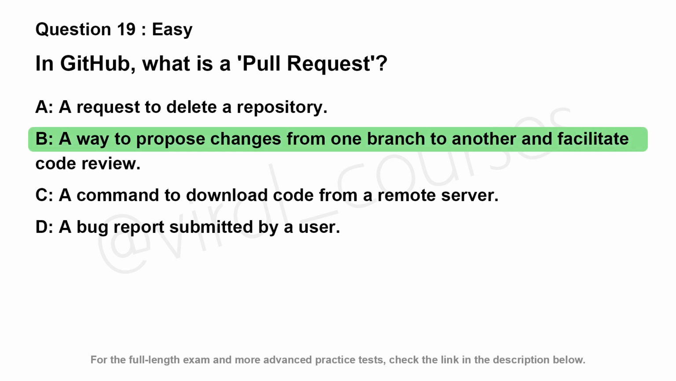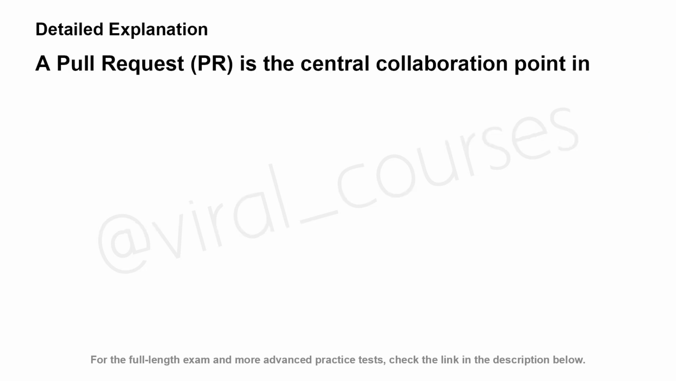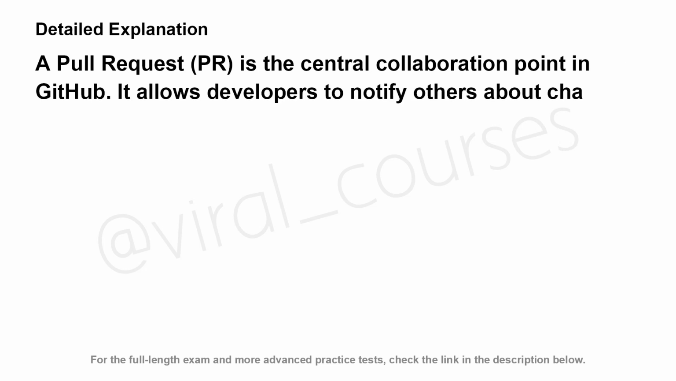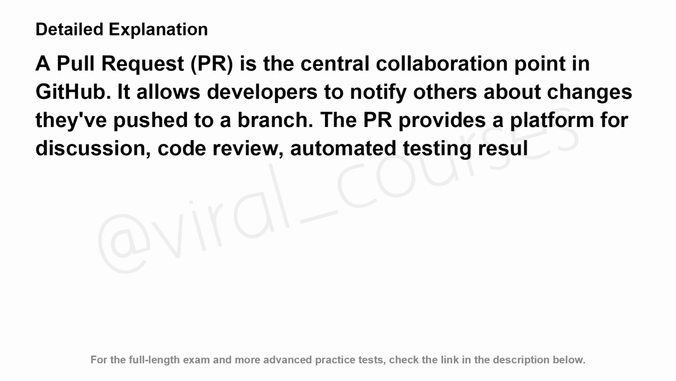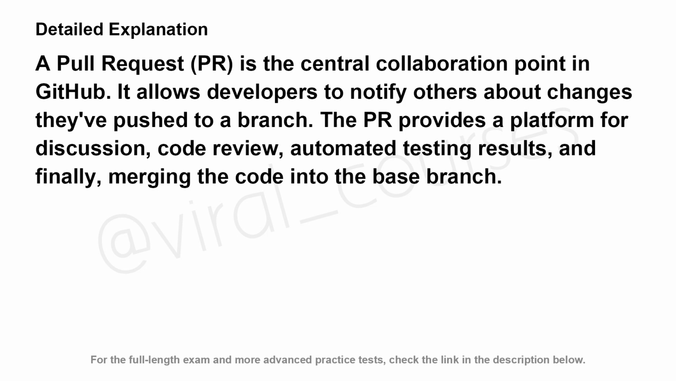The correct answer is B. A pull request, PR, is the central collaboration point in GitHub. It allows developers to notify others about changes they've pushed to a branch. The PR provides a platform for discussion, code review, automated testing results, and finally, merging the code into the base branch.